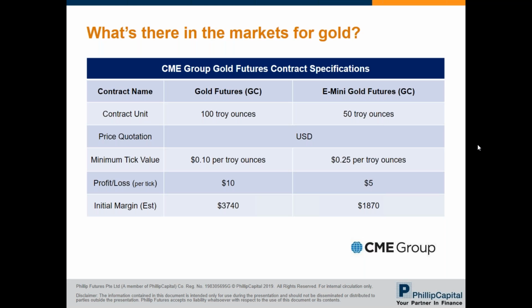Is there any firm relationship between gold and other metals like silver or platinum?